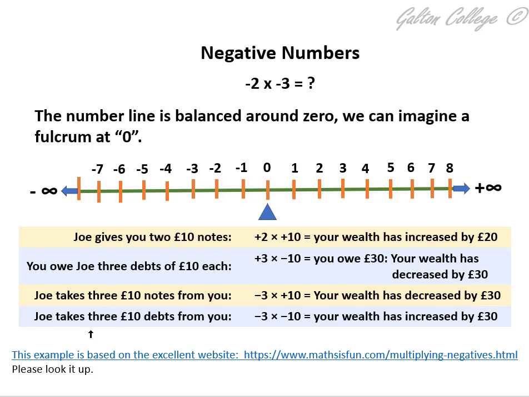Now, Joe takes 3 £10 debts from you. Look at the words here. This is important. Joe takes 3 £10 debts from you. In other words, he's taken 3 debts, so it's minus 3, but the debt is minus 10. A debt is minus 10. You're negative 10. That's a debt. But he's taken 3 of them. So in fact, it's like giving you 30. Your wealth has increased by 30. Because he's taken away 3 debts. He's taken away 3 minus 10s.